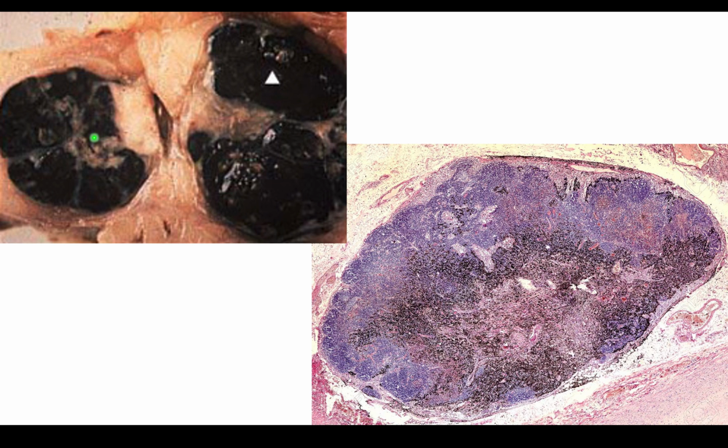So if you take a section of a lymph node that's anthracotic, it's basically just going to look very similar to that lung in that you have all of this black discoloration. So you can see it just deep to the capsule, you can see it in the cortex and part of the paracortex, and you can see it throughout the medulla of that lymph node.